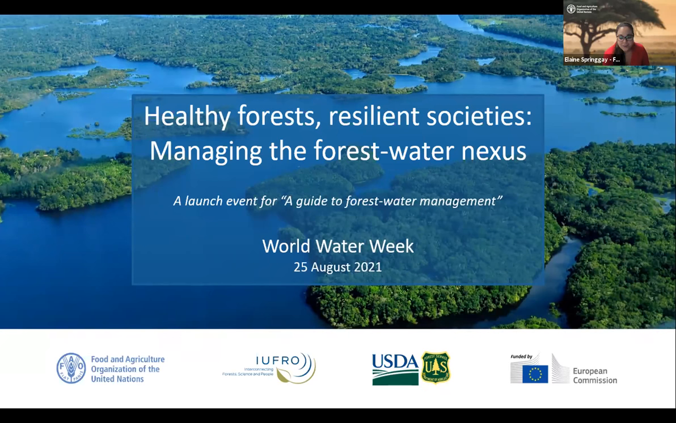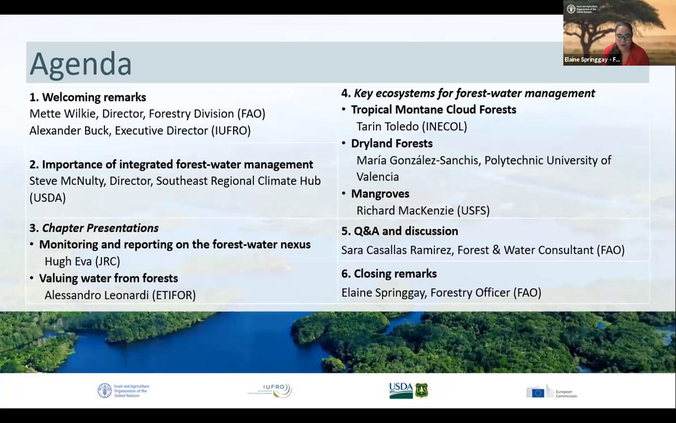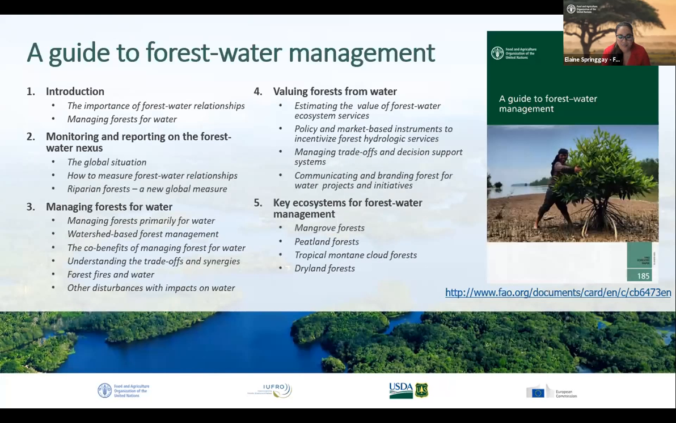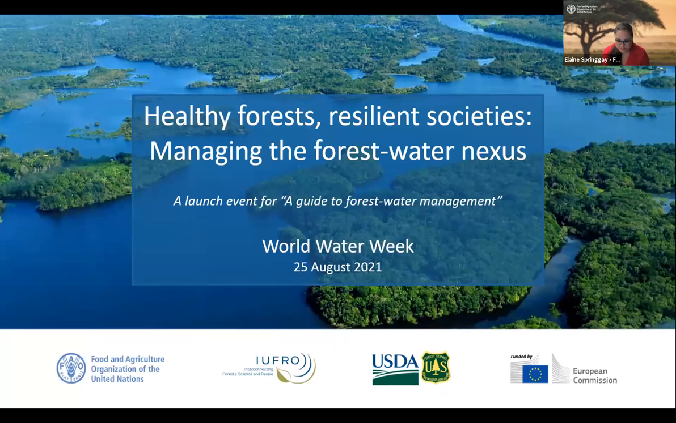A Guide to Forest Water Management is a joint publication of FAO, IUFRO, and the USDA Forest Service, and made possible through funding and technical contributions from the European Commission. The publication provides guidance on how to manage, monitor, and evaluate forests for water-related ecosystem services, which are illustrated through some examples of key forest water ecosystems.